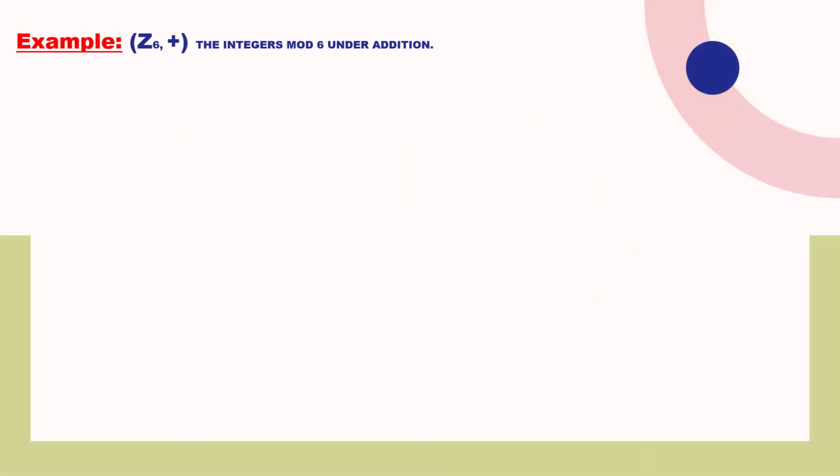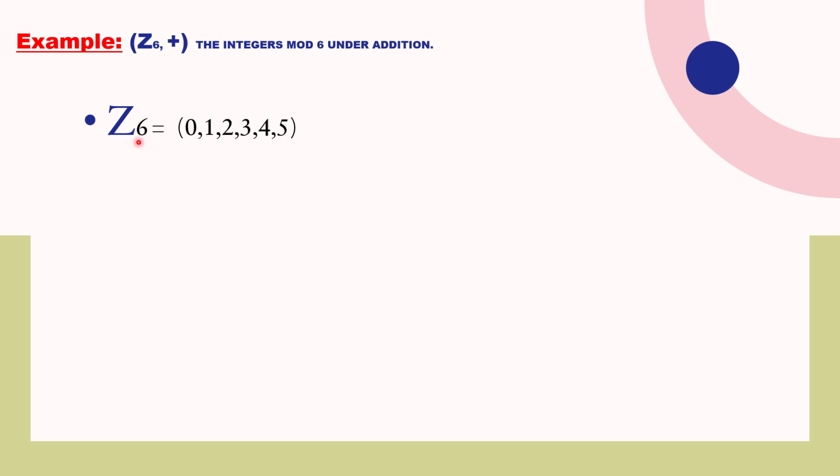Here we're going to understand the order of an element with the help of an example. The example that we're taking is the integers mod 6 under addition. This is the representation for a modular group. We'll understand what a modular group is in detail in another video. Here we're just going to use it as an example. So try to get a basic understanding of what a modular group is.